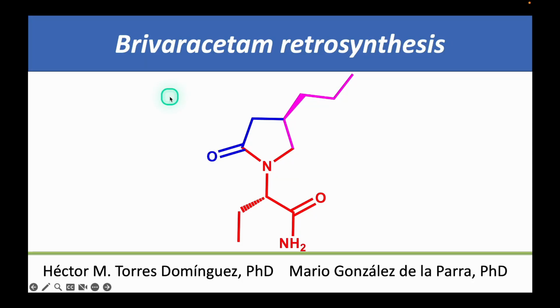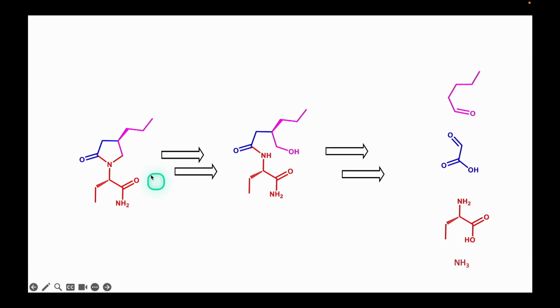Hello! In this video, we present the retrosynthesis of Brivaracetam, an antiepileptic drug. Its retrosynthesis begins with a disconnection that opens the heterocycle and generates a diamide as the first precursor, which in turn subsequently leads to commercially available raw materials, as we will see later.